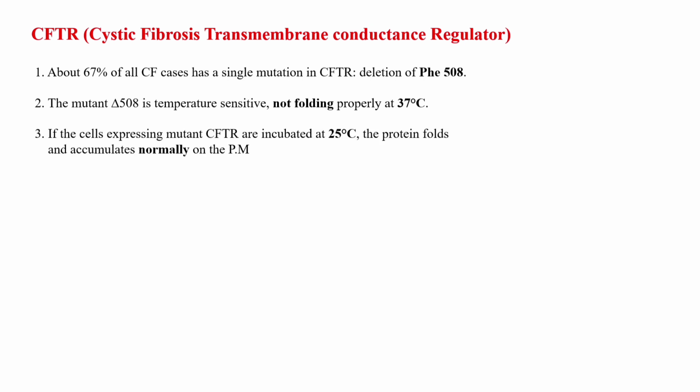But scientists have found that if the cells expressing this mutant CFTR are incubated at 25 degrees centigrade, that means a lower temperature, the protein folds and accumulates normally on the plasma membrane, and you will be surprised to know that this mutant protein can work as well as the wild type CFTR. So there is no problem in the transportation of the ions, but basically the deletion of this phenylalanine at position 508 causes the protein to not fold properly in the endoplasmic reticulum.